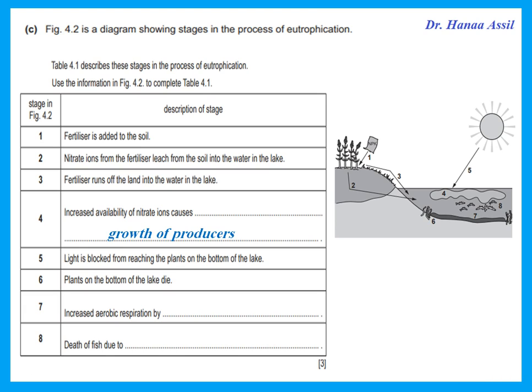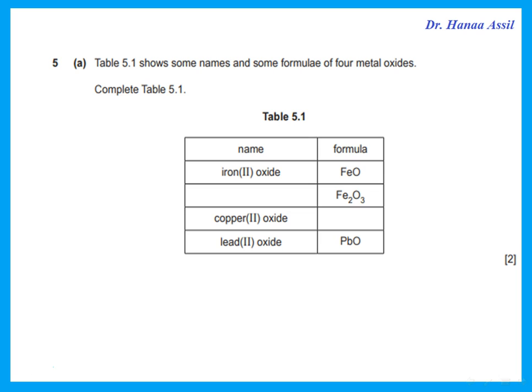You start to find plants growing on the surface of the lake. Now, that means light is blocked from reaching the plants at the bottom. The plants at the bottom die. Then aerobic respiration by what? By bacteria, because the bacteria are breaking down these dead plants. So they respire, they use up the oxygen, and death of the fish occurs due to lack of oxygen. This is how we explain eutrophication.